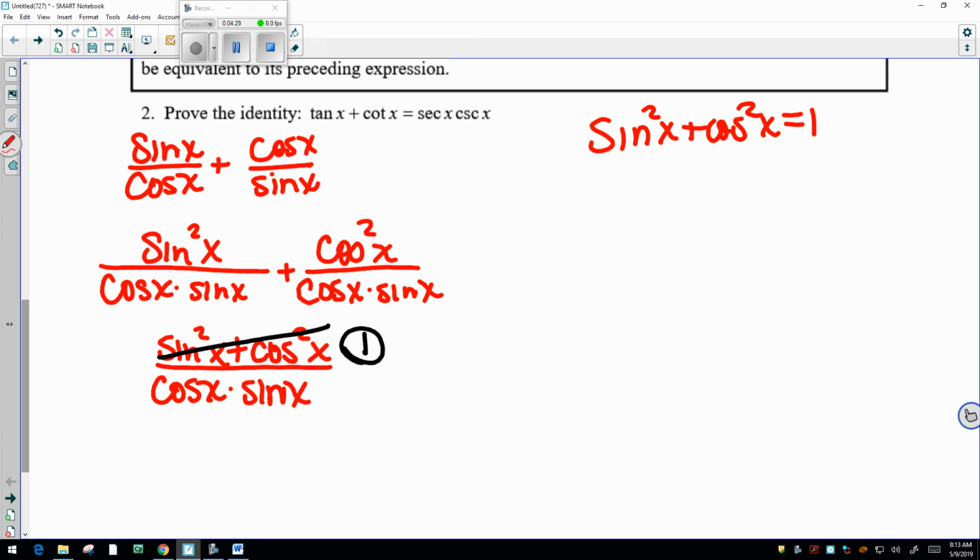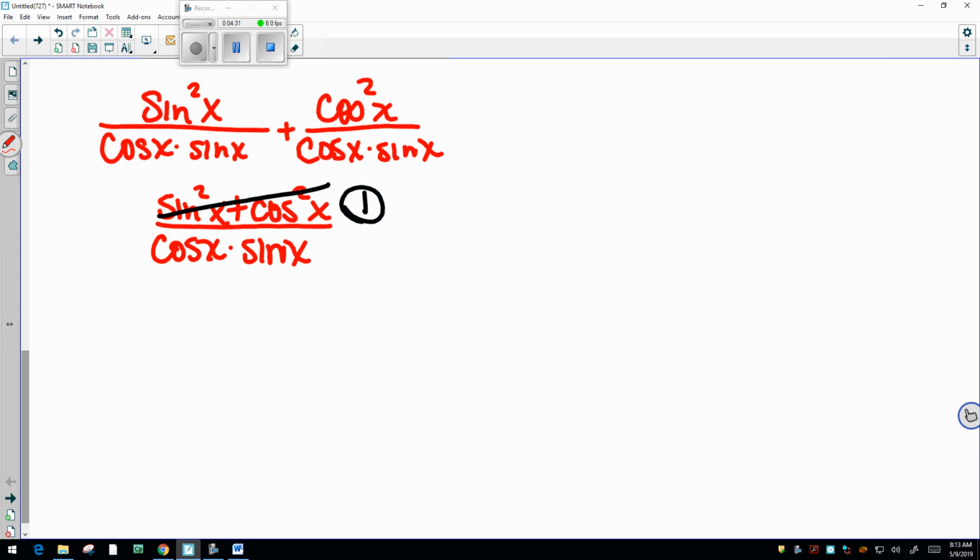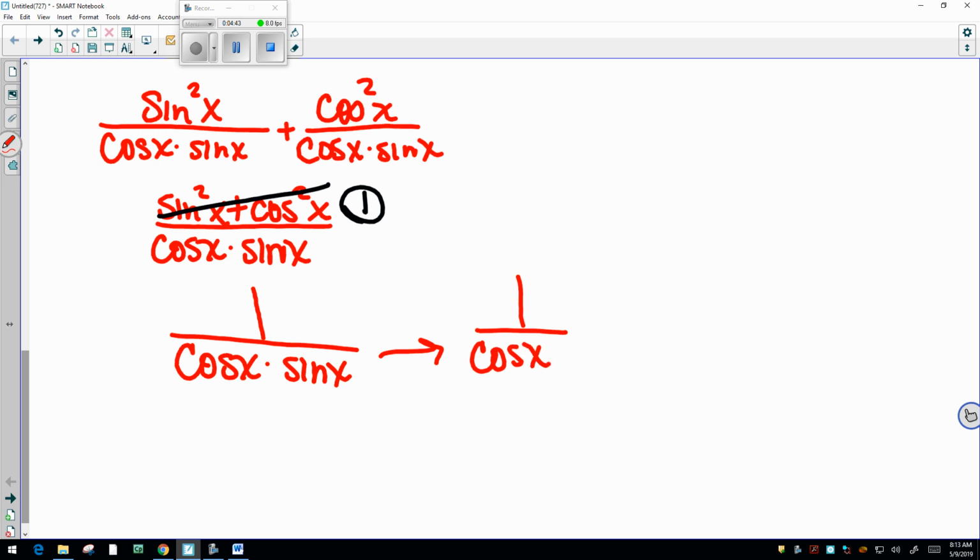Okay, so now I have a fraction that looks like 1 over cosine times sine. And I can split this. So I could actually write this as 2 separate fractions. As long as you remember your properties of fractions, you can tell yourself when you multiply fractions, you're multiplying tops with tops, bottoms with bottoms. So it's the same thing, just a different form.